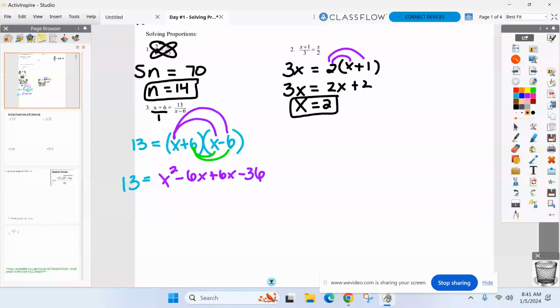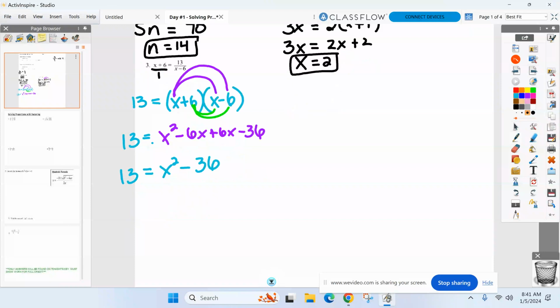All right, now combine your like terms. What's going to happen here with the -6x and the +6x? See ya, they're gone. That won't happen all the time, but in this case it does. So I have 13 equals x squared, nothing in the middle, minus 36. All right, where are you guys going from here now? Got to solve for x, remember. What's our next move to get x by itself? Add 36, yep. And move the 36 over. So go ahead, everyone, add 36.